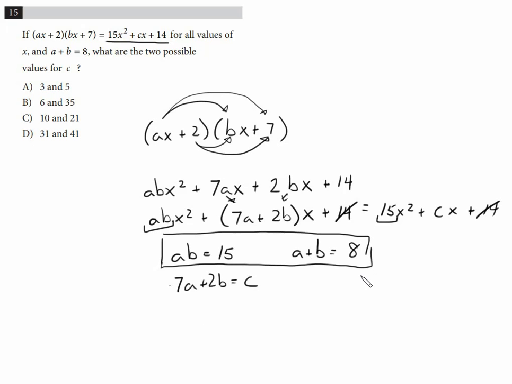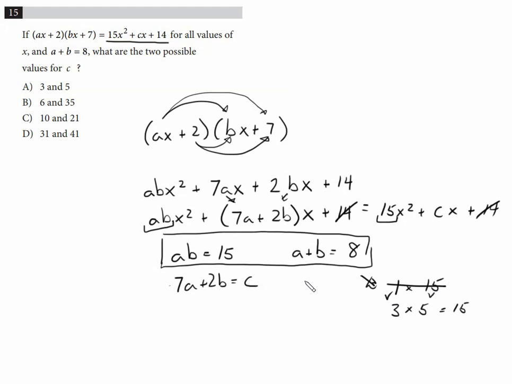Well, you can have 1 times 15, and you can check your answer. a plus b, does 1 plus 15 equal 8? No. What other factors are there for 15? Well, 3 times 5 equals 15, and we can quickly check and see that 3 plus 5, in fact, equals 8.